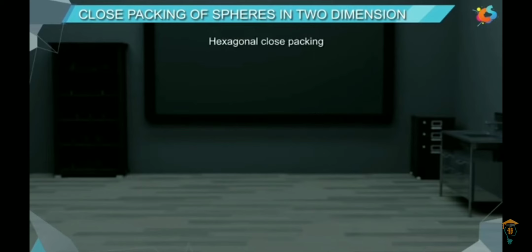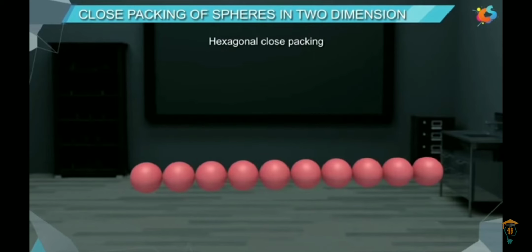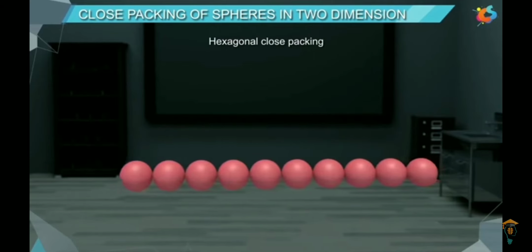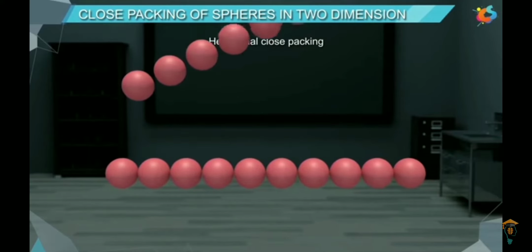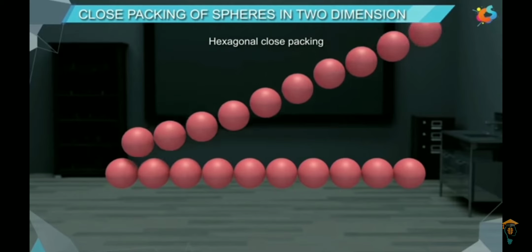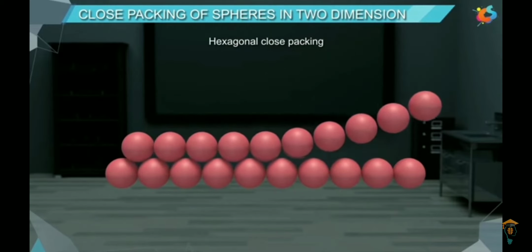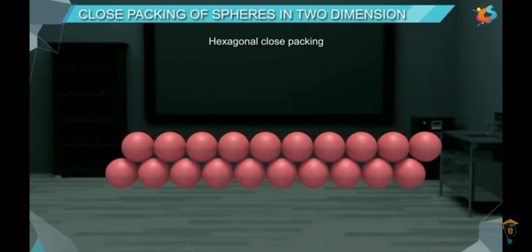Hexagonal close packing. In this type of packing of spheres, the second row of spheres is placed in a staggered manner such that the spheres fit in the depressions of the first row. If we call the first row as A type, then as the second row is different from the first row, it can be called as B type.